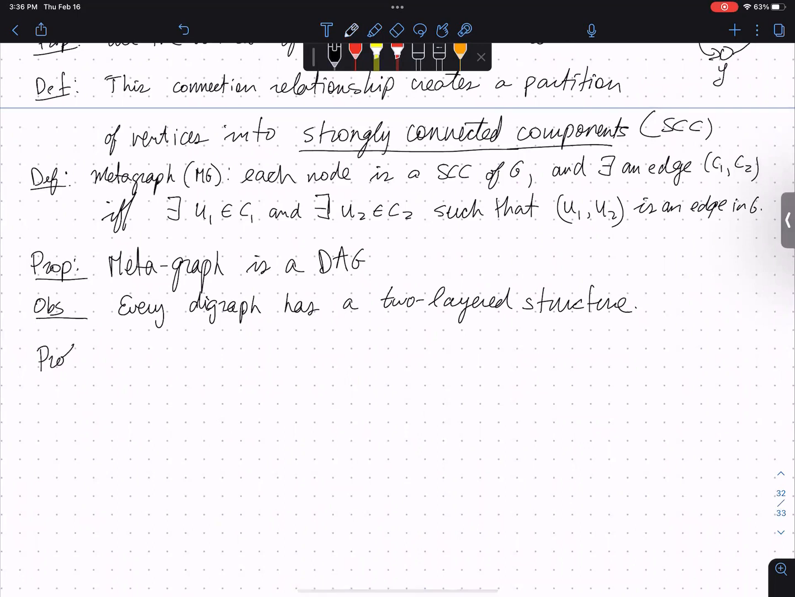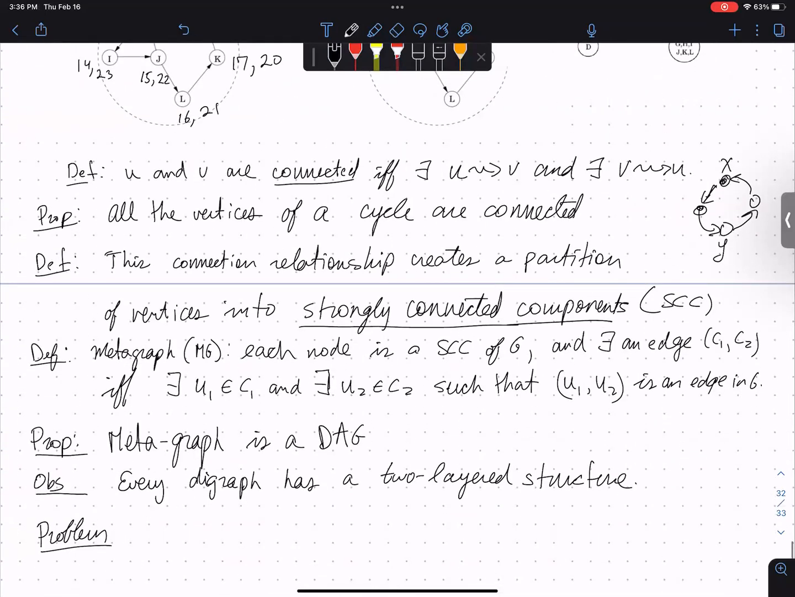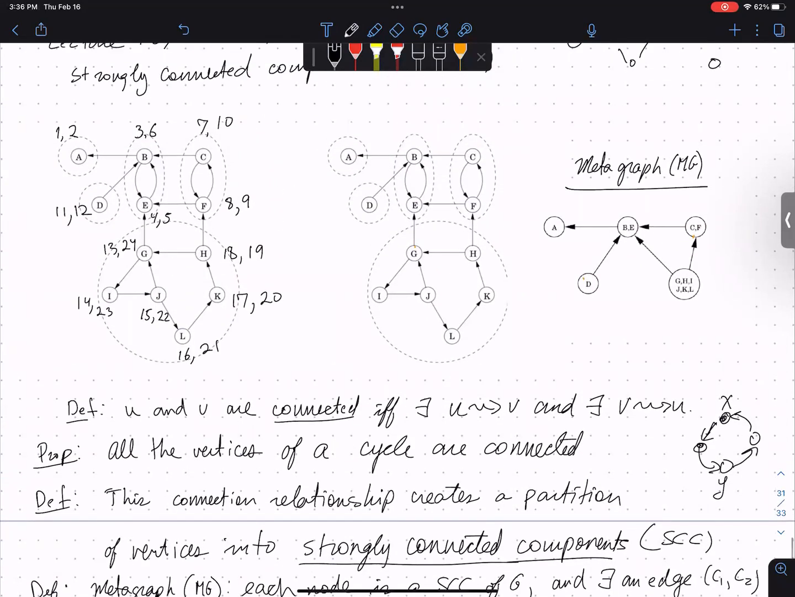Okay, so now we get to our, oh yeah. It's like zooming out or zooming in. So you can think of this metagraph as a zoomed out version of the actual graph. Every digraph can do that because every digraph can be decomposed into strongly connected components. And so every digraph has a metagraph.